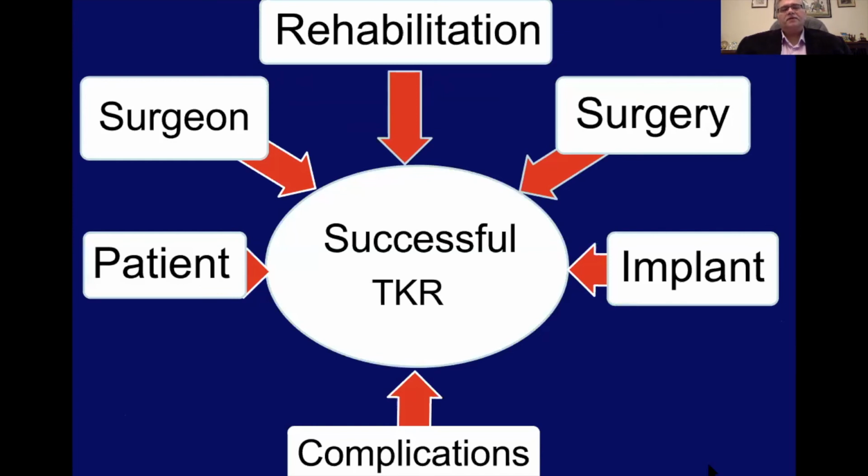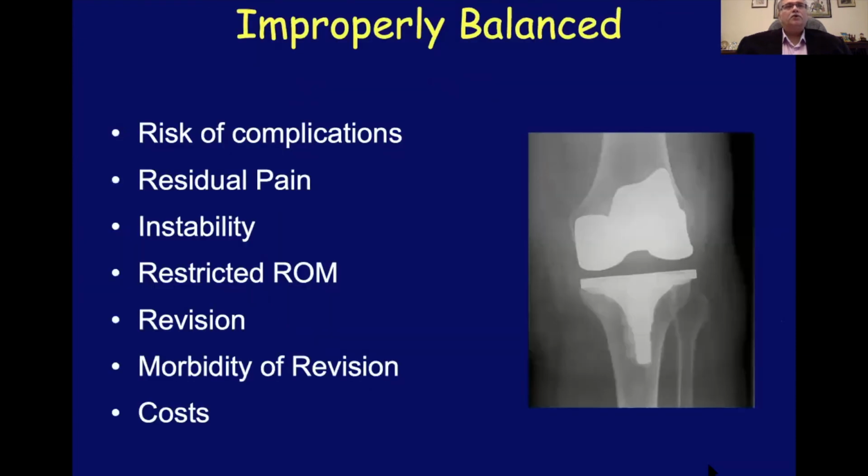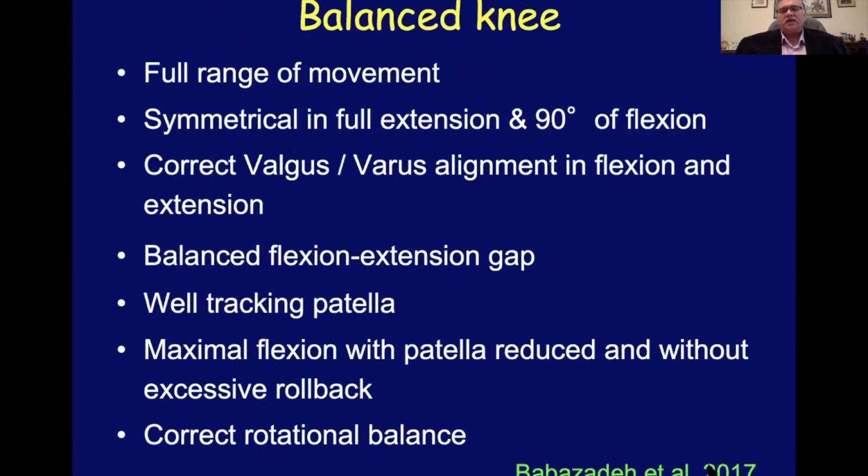Successful total knee replacement is influenced by a number of factors, ranging from the patient, the surgeon, to the surgery, to the implant, rehabilitation, and complications. We do know that an improperly balanced total knee replacement has an increased risk of complications. There is very often a chance of residual pain, instability, the range of movements are often restricted. It leads to revision inevitably. There is the comorbidity and problems associated with revision, and eventually the cost, the financial impact of a failed knee replacement. So what is a balanced knee?